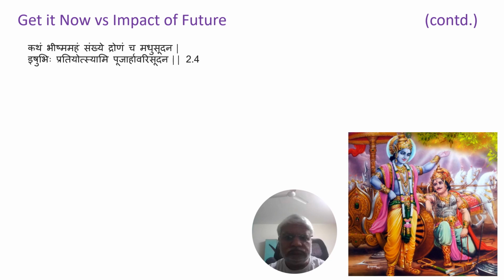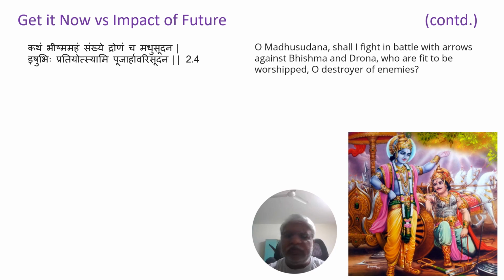Arjuna uvacha: katham bhishmamaham sankhye dronam cha madhusudana ishubhih pratiyotsyami pujarhavarisudana. So it means, O Madhusudana, shall I fight in battle with arrows against Bhishma and Drona, who are fit to be worshipped? How can I do that, O destroyer of enemies?